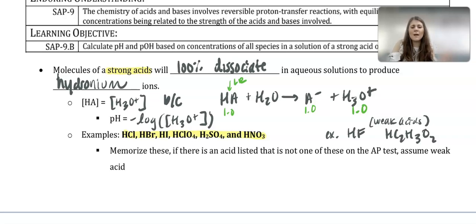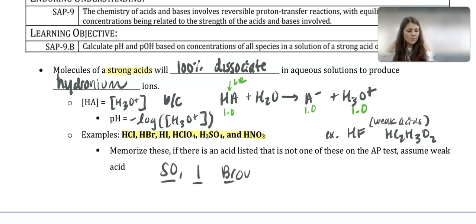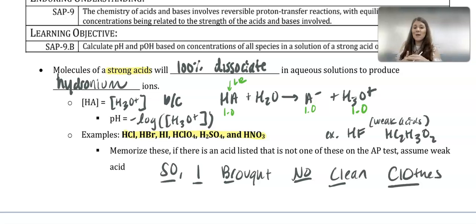There is a saying online. I don't know if it's going to help you to memorize these 6, but it's called "So I brought no clean clothes." It's supposed to help memorize the 6. The SO being for the sulfate, H2SO4. I for HI, Br for HBr, NO for the nitric, Cl for HCl, and then ClO for the perchloric, okay? Use it if you would like.